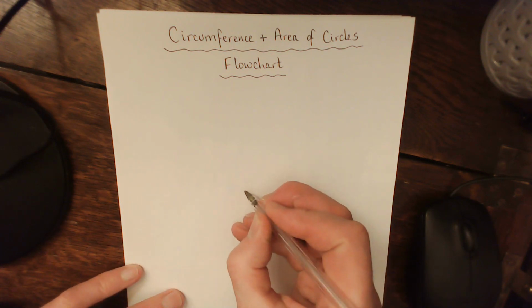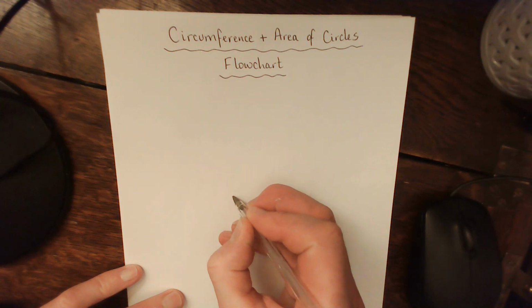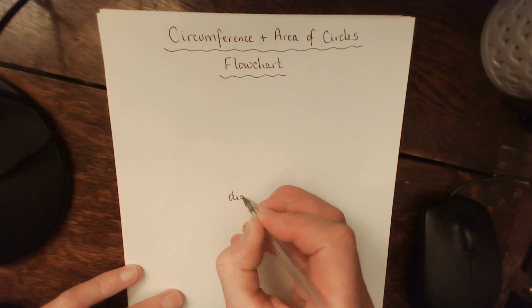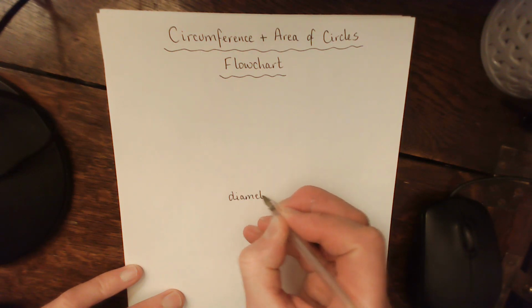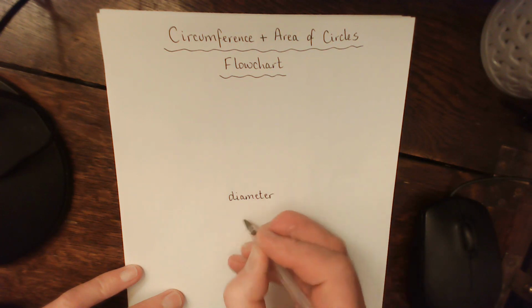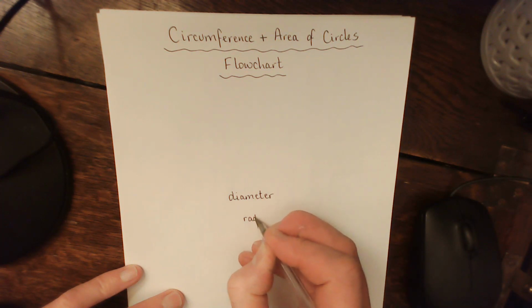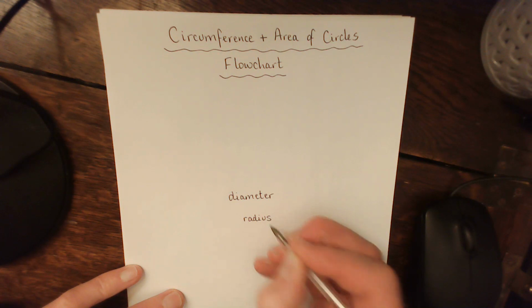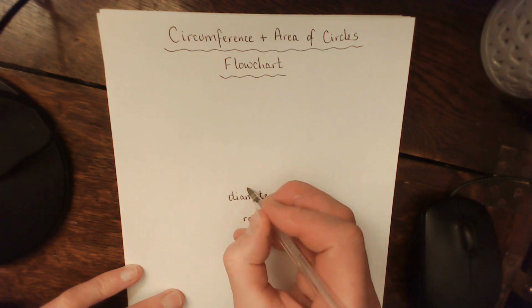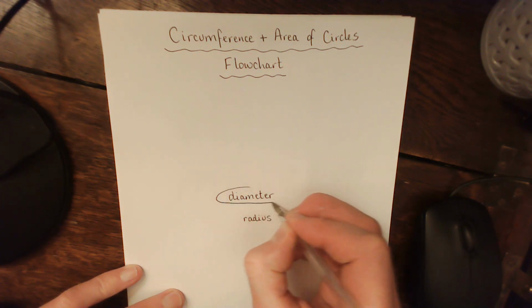Today I'm going to share a flowchart that I regularly use with kids for checking circumference and areas of circles. What I'll always encourage the kids to do is, for any circle question, write down what your diameter is and also what your radius is. Kids regularly choose the wrong option there.